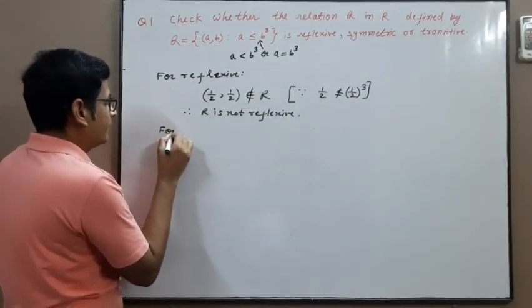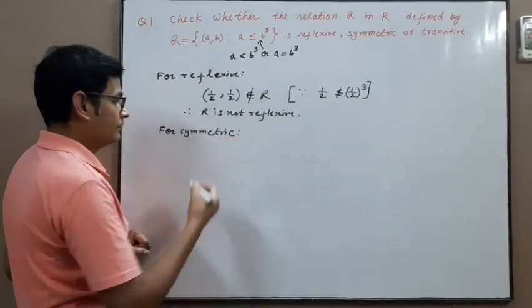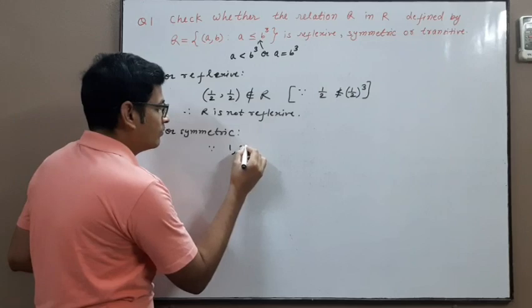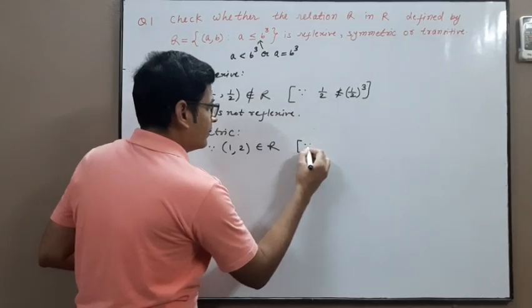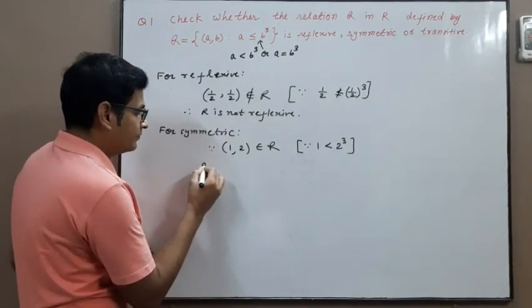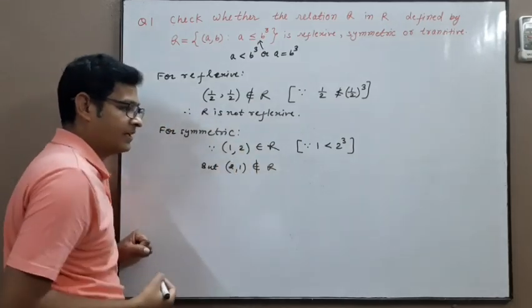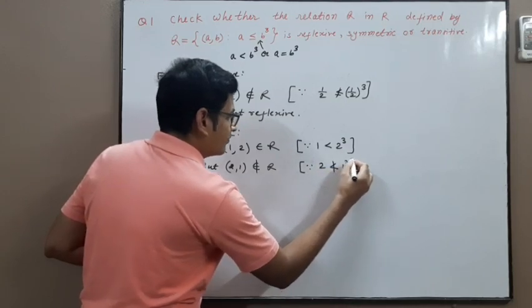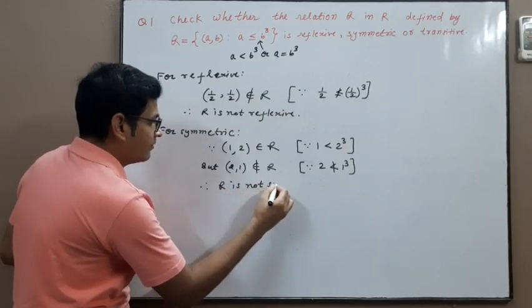For symmetric, since (1, 2) belongs to R. Why? Because 1 is less than 2³. But (2, 1) does not belong to relation R. Why? Since 2 is not less than 1³. Therefore, relation R is not symmetric.